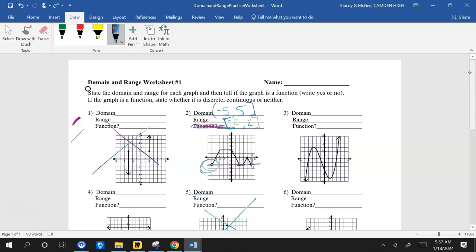How about domain on number 3? Left to right. That's right. -infinity to infinity. Left to right, there's nothing that's stopping it. How about from the bottom up? -infinity to infinity again. Anybody confused?